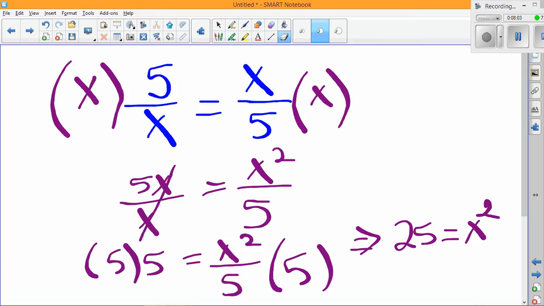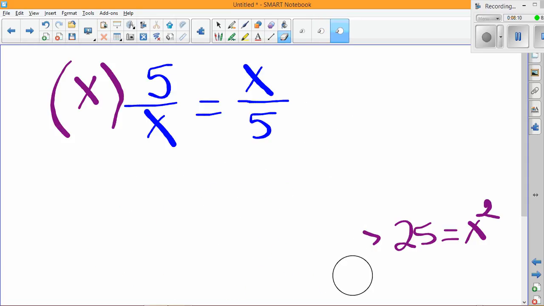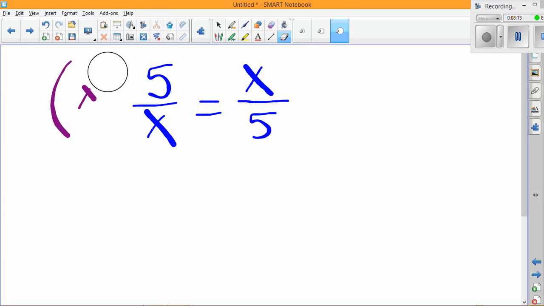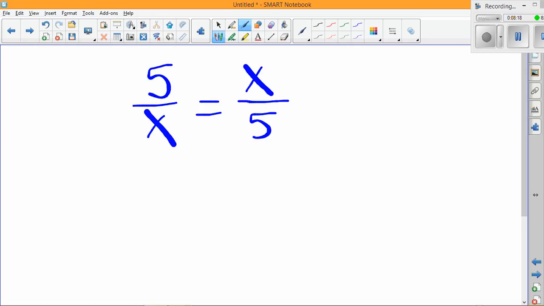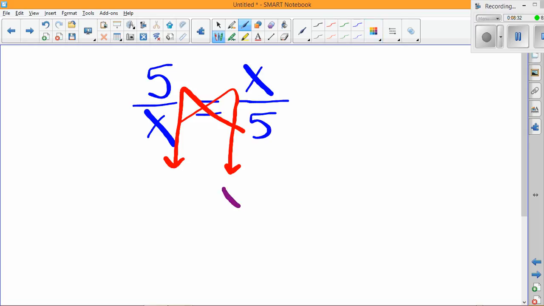This is a lot of work to get to this point down here. So I'm going to show you a little shortcut we went over today. It's called cross multiplying. You can only use cross multiplying when you have two fractions set equal to each other. What you do is you make a little bow tie. So I'll do it in red here. x times x and 5 times 5. So you end up with x times x is x squared, and 5 times 5 is 25.